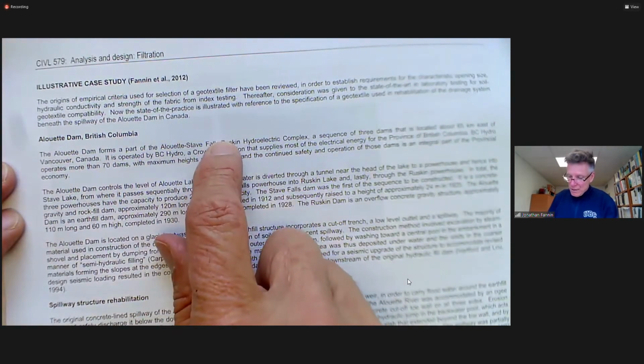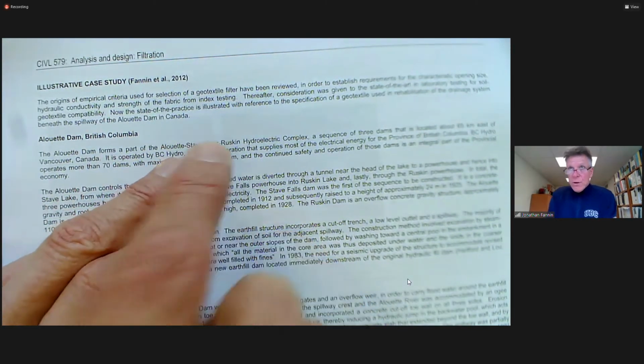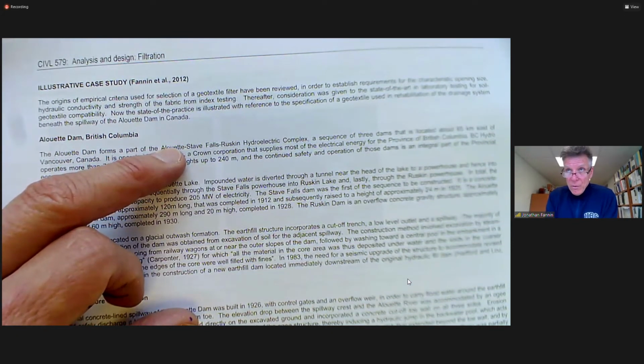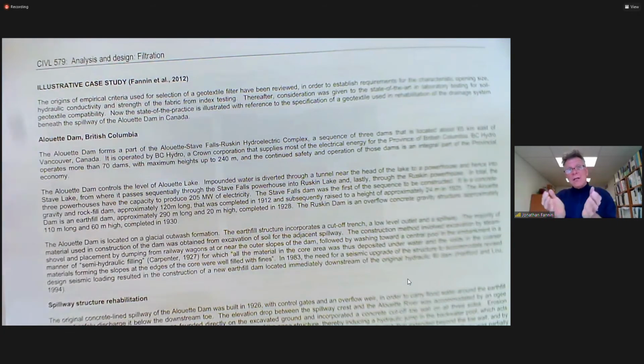So now here's the deal. BC Hydro inherited Alouette Dam, and the spillway had erosion underneath the spillway. And that was dealt with in a number of ways. Finally, the decision was taken in the mid-1990s, actually early to mid-1990s, to pull out the old spillway and put in a new one, and in pulling out the old spillway and putting in the new one, to put under drains underneath it.